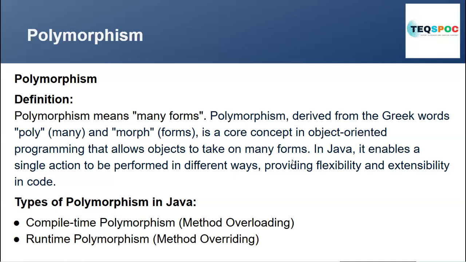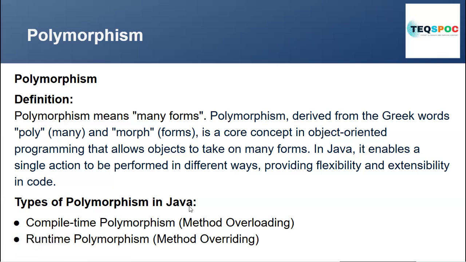For example, one person can drive a car, and the same person can drive a cycle or motorcycle. So the same person is performing different operations, depending upon the situation and the type of vehicle. That is basically polymorphism. If one method is performing two operations, then that is called polymorphism. So in Java, it enables a single action to be performed in different ways, providing flexibility and extensibility of the code.